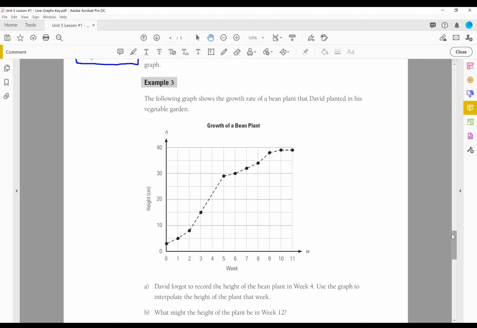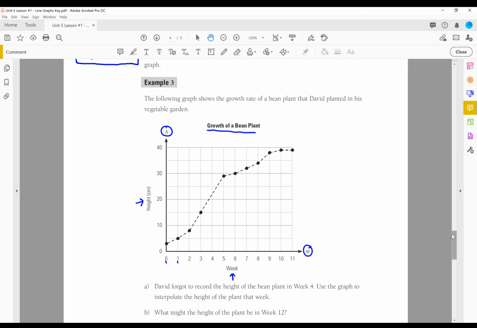So example 3, the following graph shows the growth rate of a bean plant that David planted in his vegetable garden. So here's the graph. It's the growth of a bean plant. On the y-axis, it's labeled H, and we have the height in centimeters. On the x-axis, it's the week that the bean plant has been growing. So from 0 to 1 week's worth of time has passed, so 7 days.